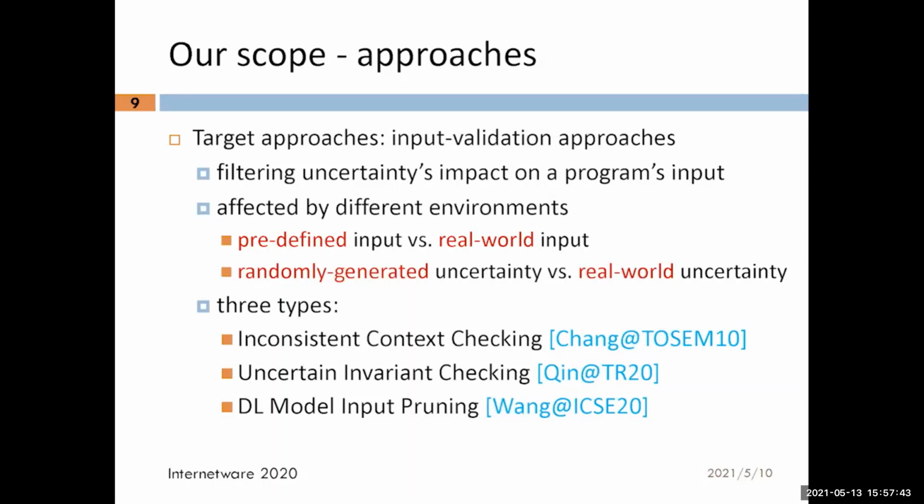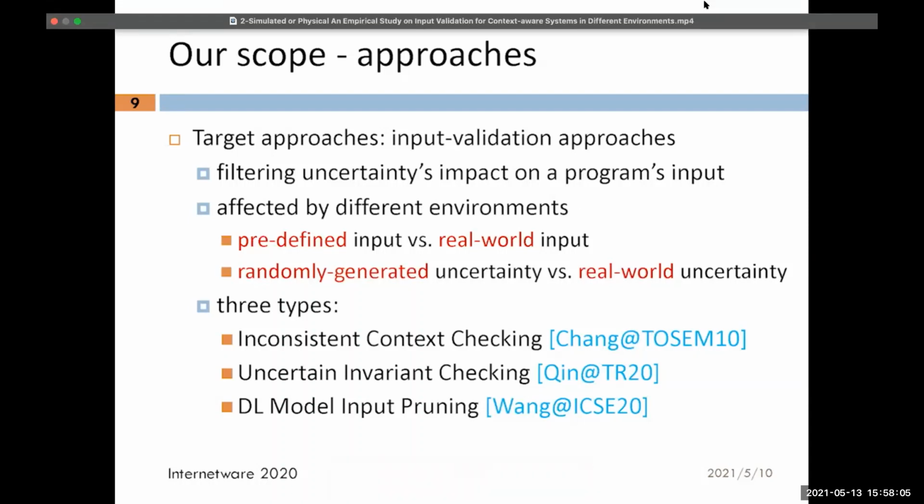Among these approaches, inconsistent context checking validates the restrictions on the relationship between multiple pieces of context. Uncertain environment checking checks whether the system's surrounding environment will enter an abnormal state soon. And deep learning input pruning distinguishes and prunes the inputs that exceed the model's handling capability.